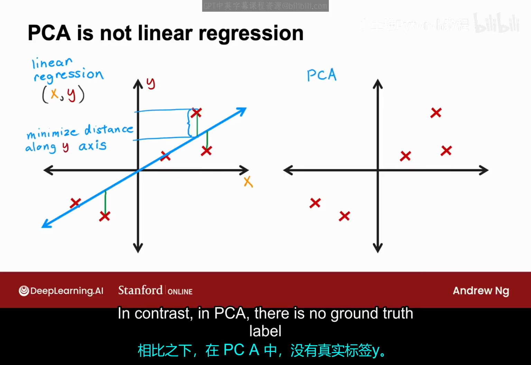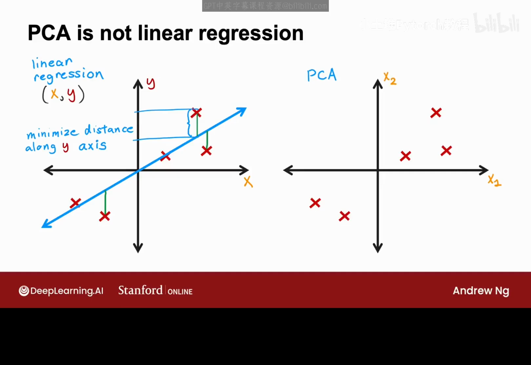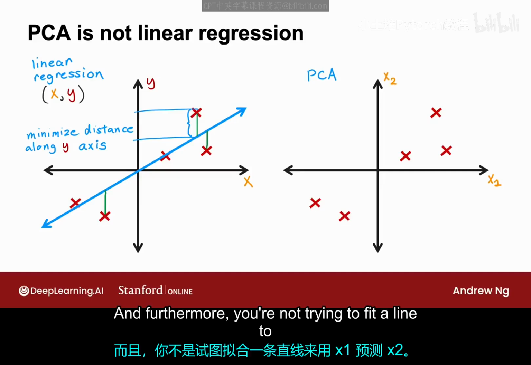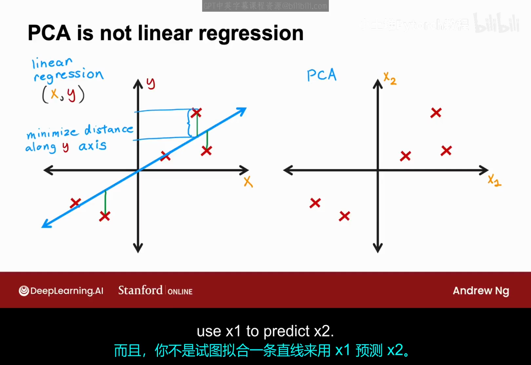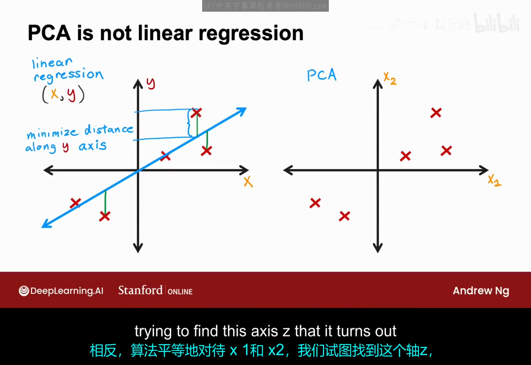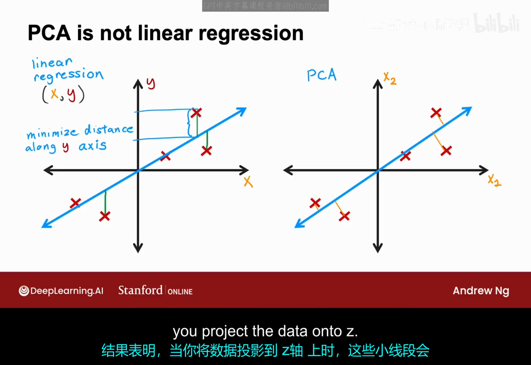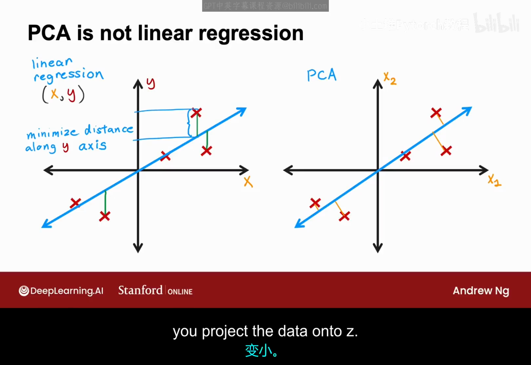In contrast, in PCA, there is no ground truth label y, so you just have unlabeled data, x1 and x2. And furthermore, you're not trying to fit a line to use x1 to predict x2. Instead, the algorithm treats x1 and x2 equally, and we're trying to find this axis z that it turns out will end up making these little line segments small when you project the data onto z.